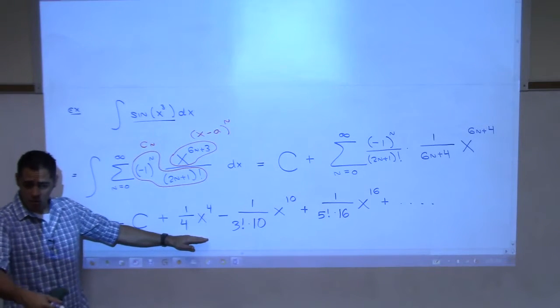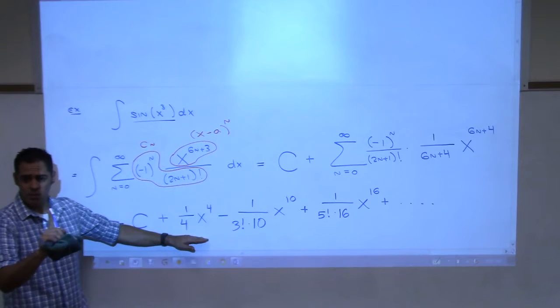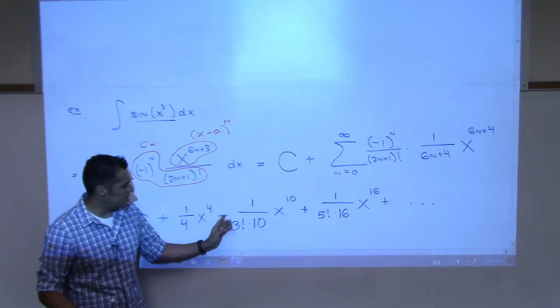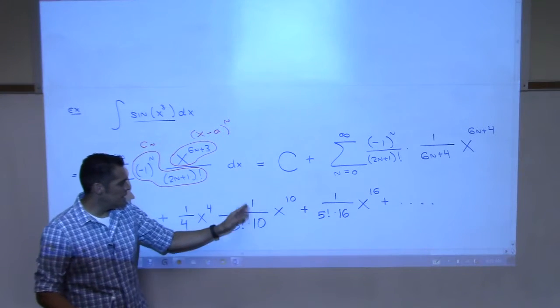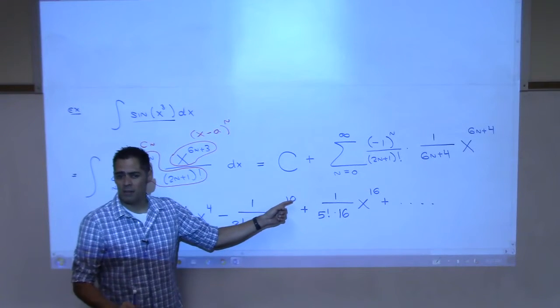x cubed. Look on your page. Didn't we write out what sine x cubed is? Wasn't that the first term, x cubed? Okay. Then take the derivative of this. So minus, this is a constant. Bring the 10 out. 10's cancel. I just have 1 over 3 factorial, right? x to the 9th. Was that our second term?